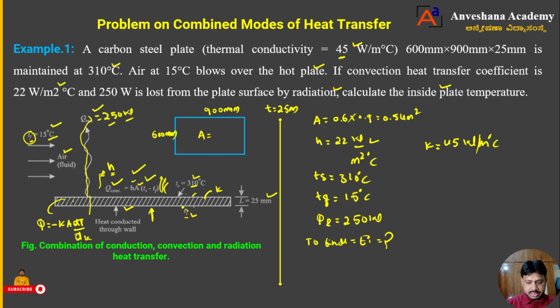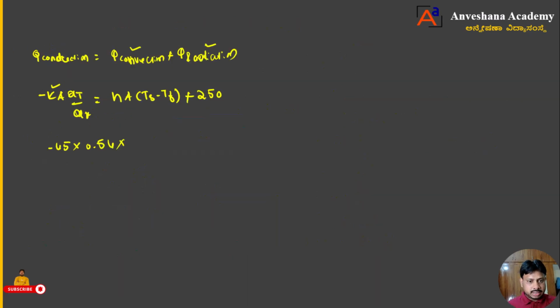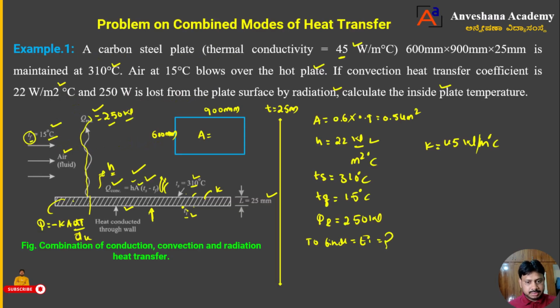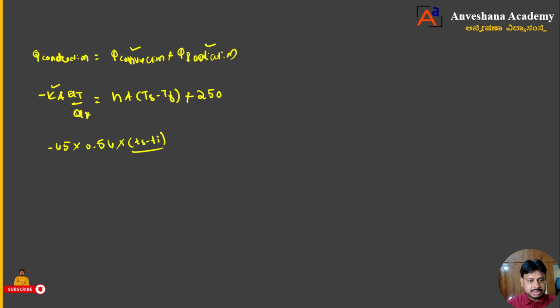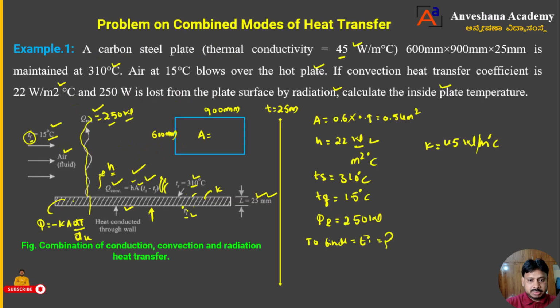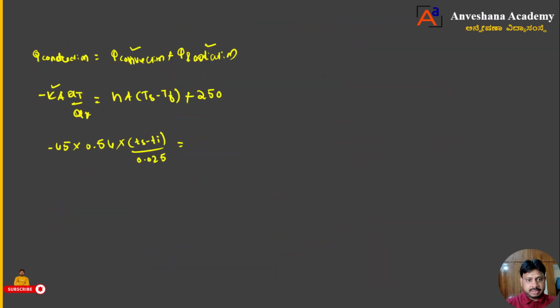So that temperature I can write here now. So that is nothing but Ts minus Ti, divided by what is the dx? dx is nothing but the thickness of the plate. The thickness of the plate is 25 mm, you convert it into meter. So that becomes 0.025. Equal to what is h? h he has given already, 22 watt per meter square degree Celsius. That I will write here, 22 into area.